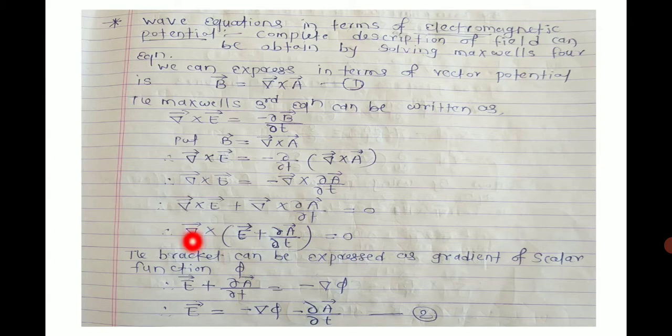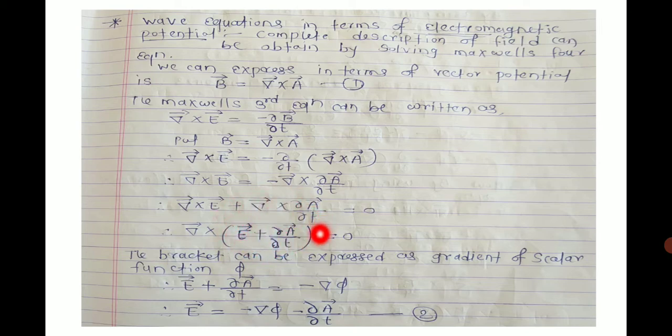In that case, the bracket can be expressed as the gradient of a scalar function. The equation del cross of E plus delta A by delta T equal to 0 expresses the irrotational character. Irrotational means the curl of the vector is equal to 0. What is meant by a solenoidal vector? The divergence of the vector is 0. Here, E bar plus delta A by delta T is an irrotational vector.